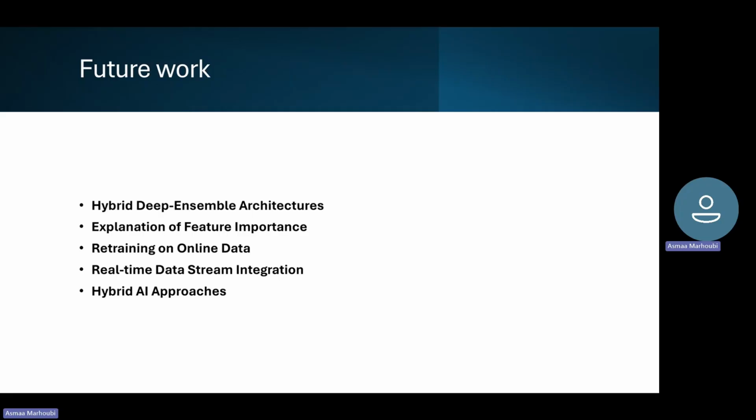Retraining on online data: develop models that can learn and adapt over time through continuous retraining with new data. Real-time data stream integration: implement solutions that handle and process real-time data for immediate insights. The last point is hybrid AI approaches, which investigate advanced hybrid AI strategies for improved predictive accuracy and adaptability in maintenance systems.